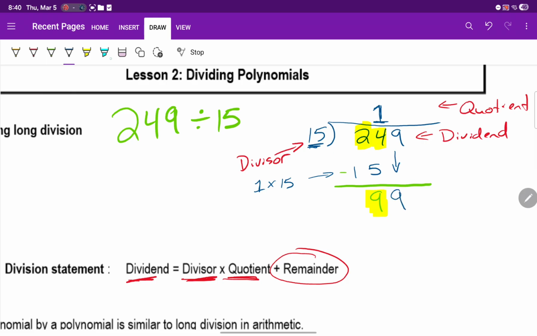Now the question is, does 15 go into 99? Well, yes, 15 goes into 99 6 times. So I'm going to put the 6 up at the top here. So since 15 goes into 99 6 times, I put the 6 up at the top there. Now I'm going to take this 6 and I'm going to do the same thing I did with the 1. I'm going to multiply 6.